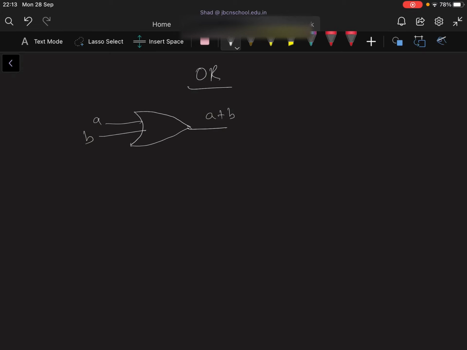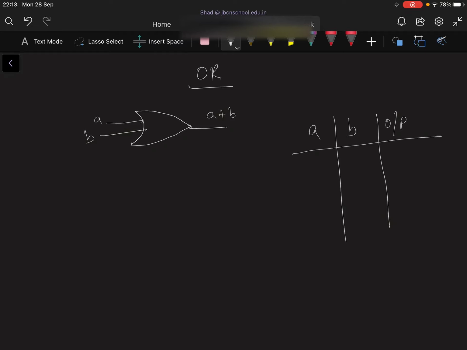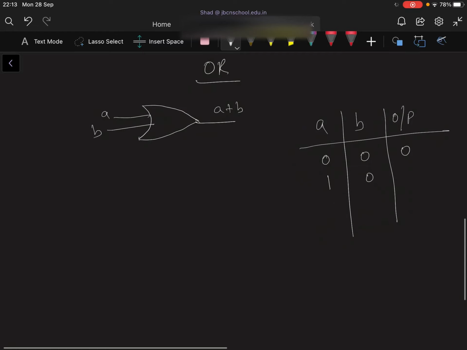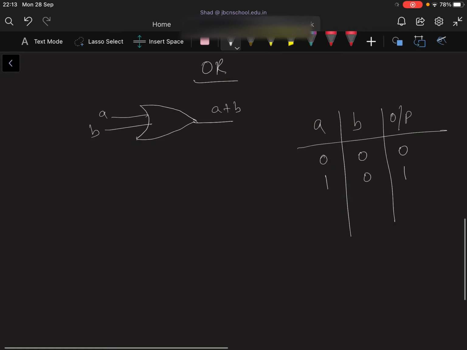So let's look at how the truth table of OR will work. Okay, now when we say OR, it is either of them, right? So A, B, and the output. Okay, so if A is off, B is off, obviously it will be off. If A is on and B is off, still it will be an on state, because 1 or 0 is still 1. If A is off and B is on, it will still be on. If A is on and B is on, it will still be on.